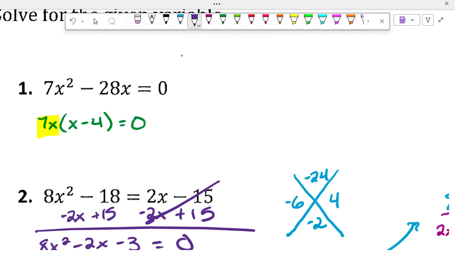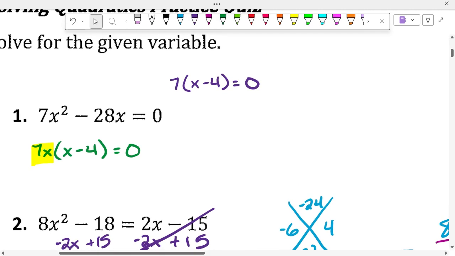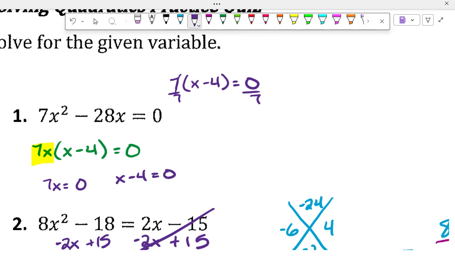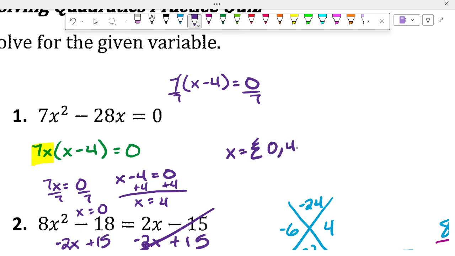The only way that you can ignore the GCF when you're solving is if it was this. All right, no x on the outside because then you could just divide it out and then you just get x minus 4 equal to 0. But if you have the x there, you got to set it equal to 0. So 7x equal to 0, x minus 4 equal to 0, solve for x. So you divide by 7, x is equal to 0, add 4, x is equal to 4. So x is equal to the set of 0 and 4.